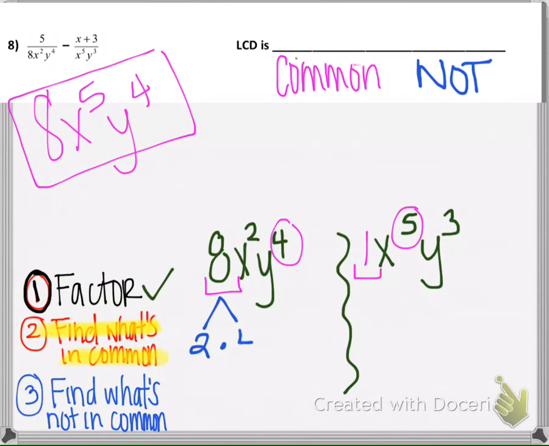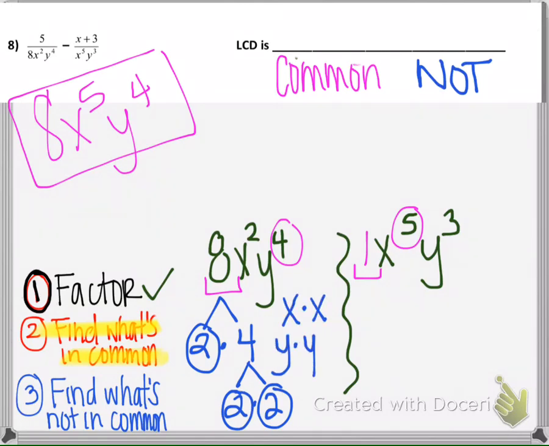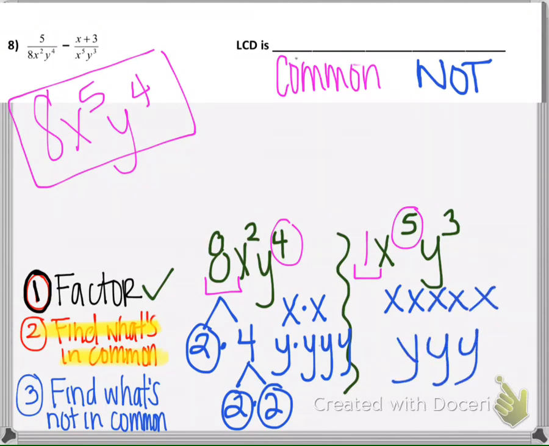Now, if we go through and make it visual, we can break 8 into 2 times 4, and the 4 into 2 times 2. Now we broke it into its prime factors. We have x times x, and we have y to the 4th power. And then over here we have 5 x's and 3 y's being multiplied. So if we find out what's in common, we could see x times x, and in addition we have y to the 3rd power in common.